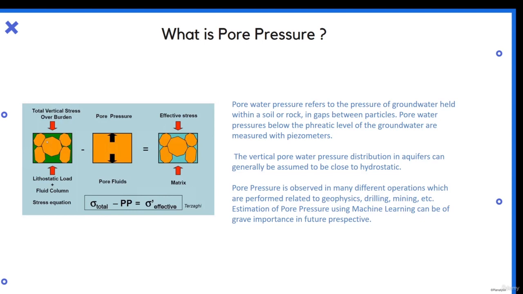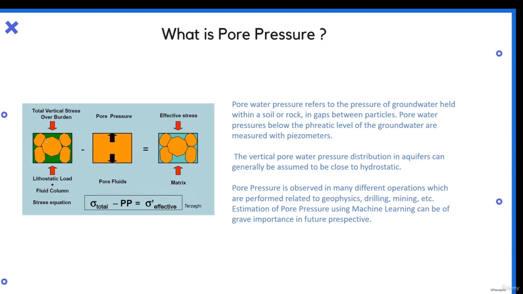Pore water pressure below the phreatic level of groundwater is measured with piezometers. That is some basic information regarding the units of measurement of pore pressure. And then it is written that vertical pore pressure distribution in aquifers can generally be assumed to be close to hydrostatic. This is a term which concerns petroleum engineers, and hydrostatic is mainly used by them in identifying different things. Now, pore pressure is observed in many different operations related to geophysics, drilling or mining. In any field concerned with the earth, with drilling, with the formation or with the soil, you will come across the term pore pressure.